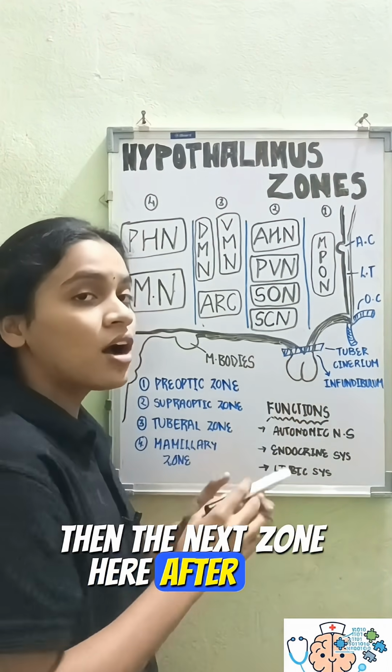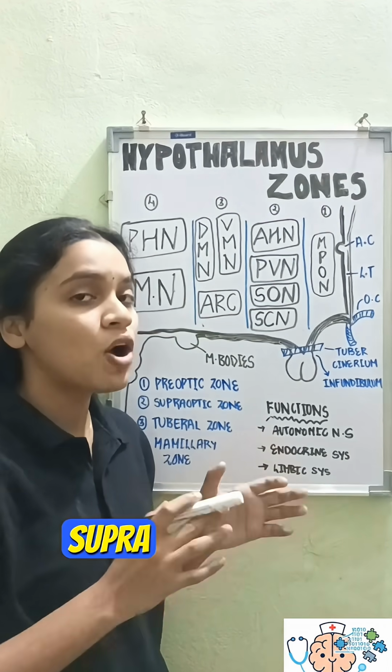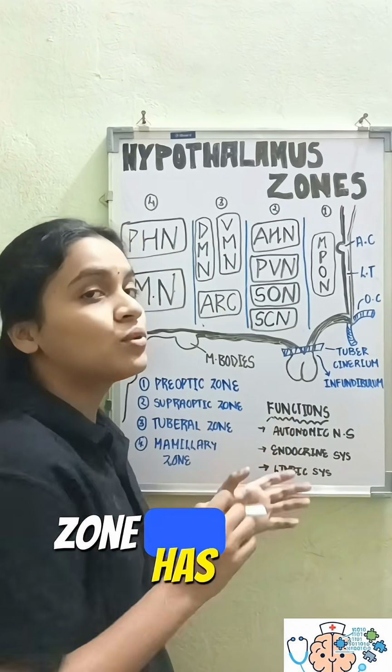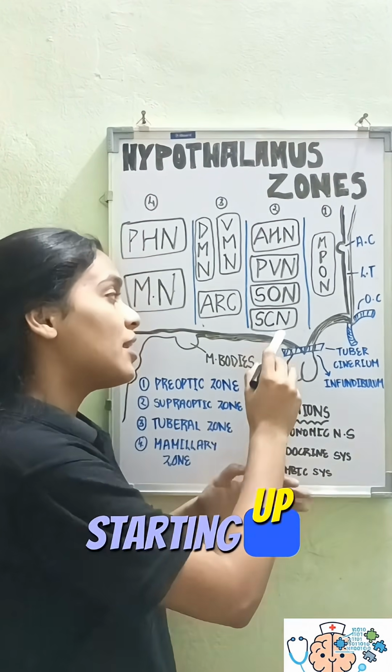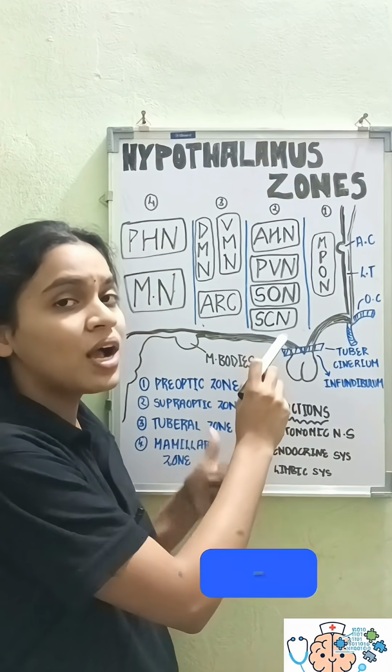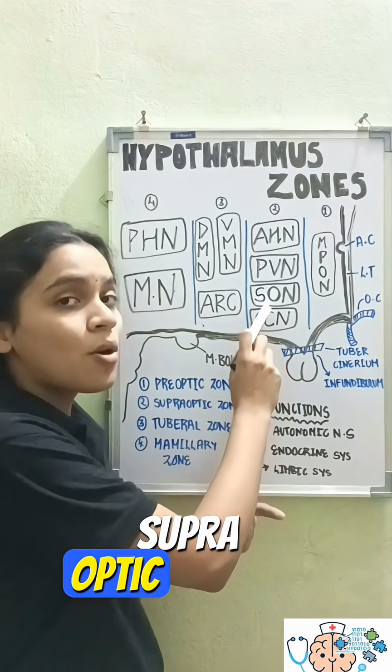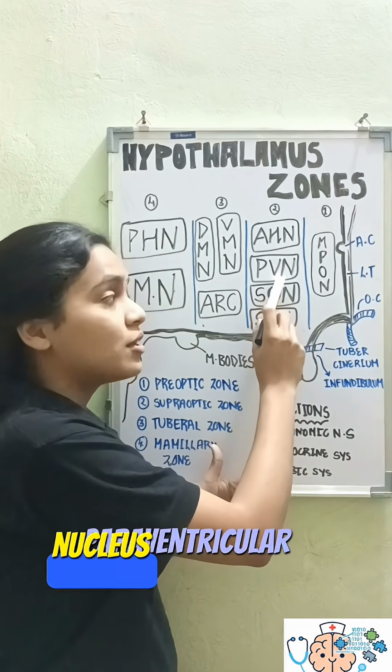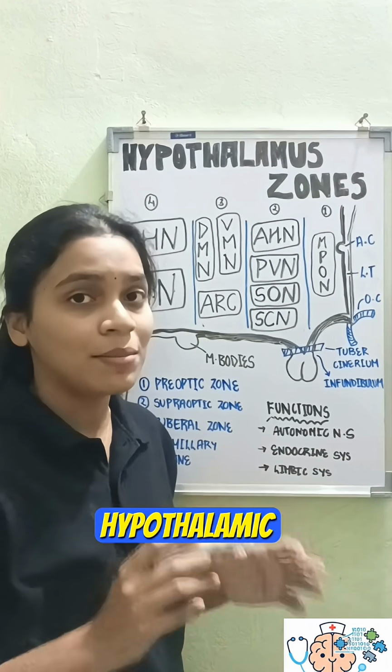Then the next zone after the preoptic zone is your supraoptic zone. Now the supraoptic zone has four other nuclei. Starting with the first one, that is the suprachiasmatic nucleus, supraoptic nucleus, paraventricular nucleus and anterior hypothalamic nucleus.